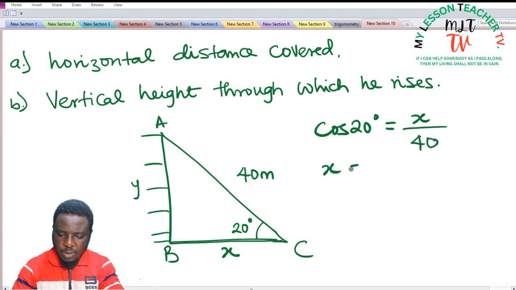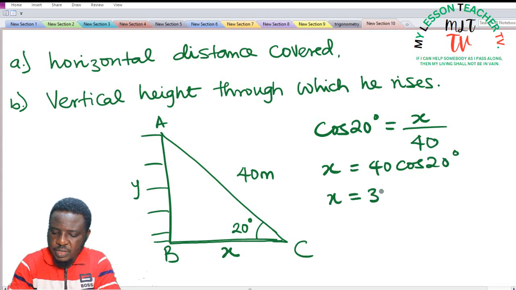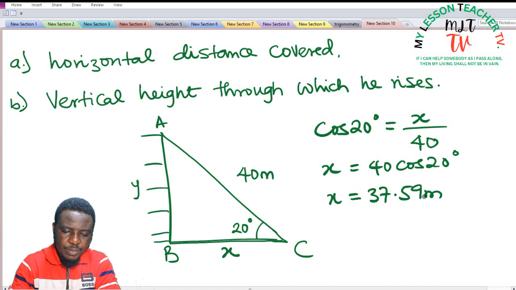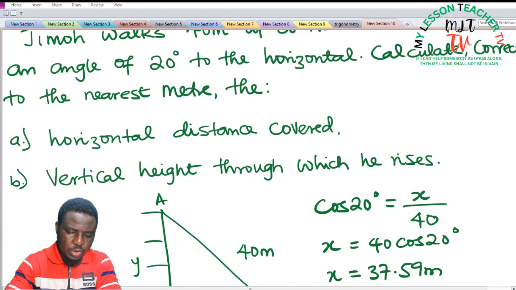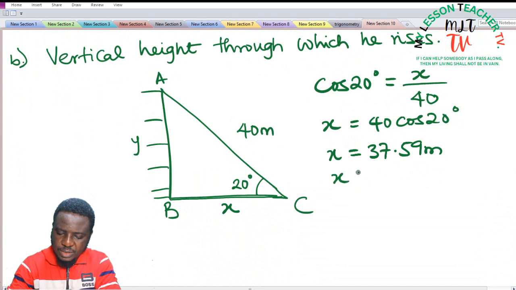Making X the subject of the formula, we have it to be 40 cos 20 degrees. And a value for X, if you point your calculator, you have 40 cos 20 degrees to be equal to 37.59 meters. But the question says we should approximate it to the nearest meters. So X is approximately equal to the nearest meters, it gives us 36 meters.